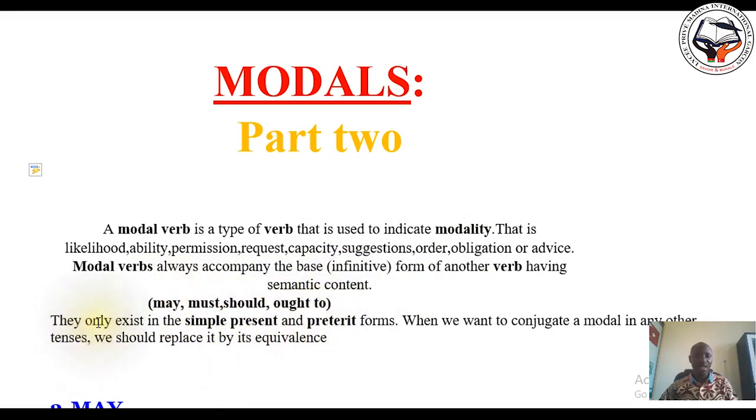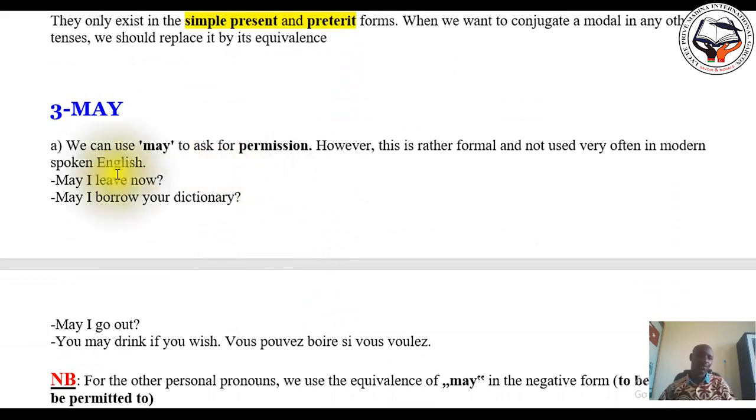The modal verbs, we say that they only exist in the simple present tense. When we want to conjugate a modal in any other tenses, we should replace it by its equivalent. We have seen it also. So go ahead. Today we work on may.